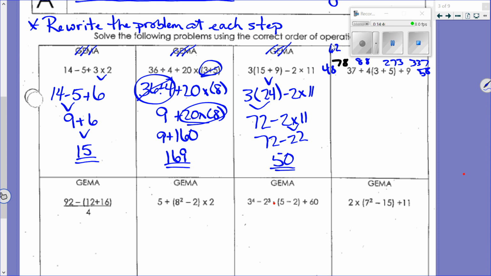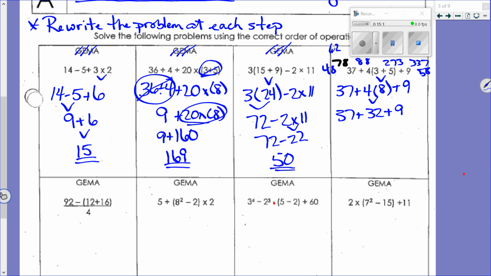Do I have any groupings? No. Yes. Yes, right here. I'm going to rewrite everything else. So 37 plus 4, 3 plus 5 is 8, plus 9. Okay? Do I have any additional groupings? Any exponents? No. Multiplication or division? Yes, so that's the next thing I'm going to do. Everything else gets rewritten. 4 times 8 is 32 plus 9.